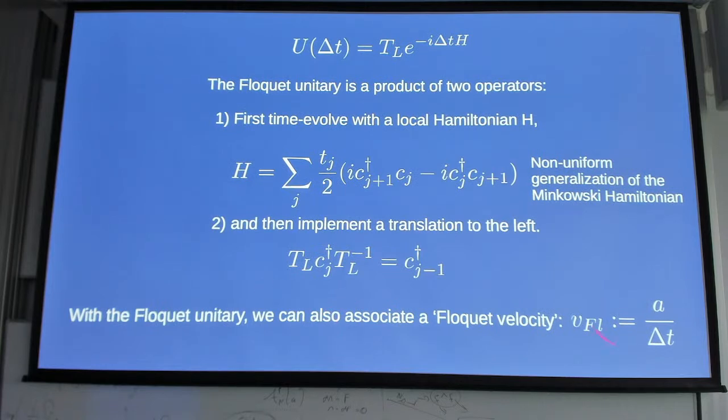With this Floquet unitary, you can define an intrinsic Floquet velocity, which is simply the lattice constant divided by the length of a single Floquet step. So this is moving the lattice in time, is it, this translation? Yeah, it's both involving the Hamiltonian and moving the lattice. That's right. Why do you need spatially dependent hopping? I'll explain. Because we have special points, we have horizons. It's not a uniform system.